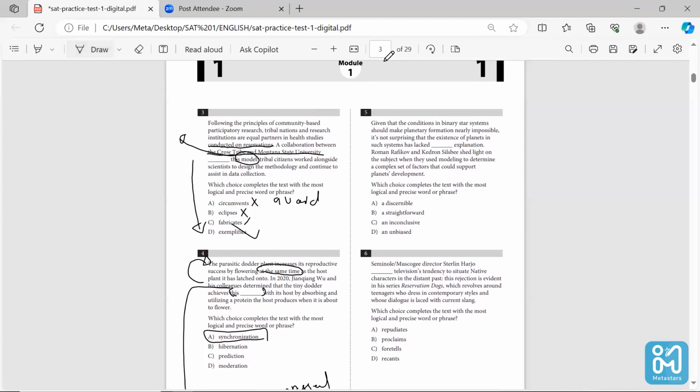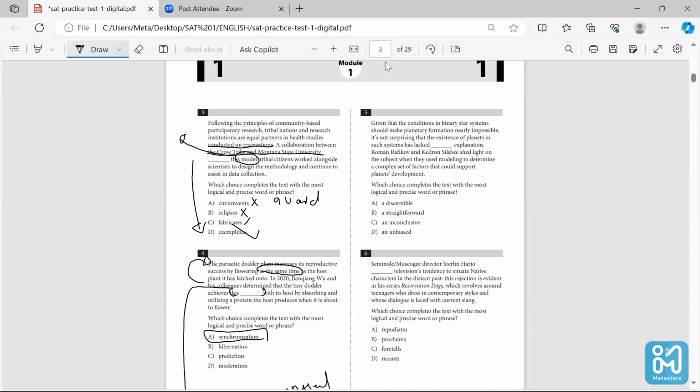Number now. Let's look at number 5 here without reading, guys. I just need you to underline the main keywords. Okay. The condition in binary system should make a planetary formation nearly impossible.